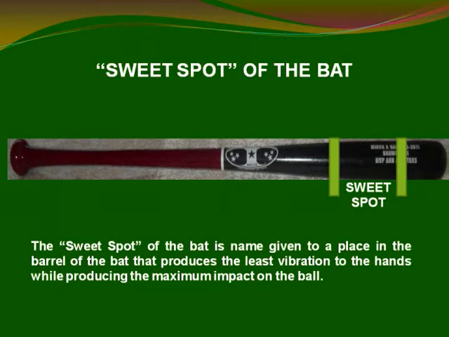The sweet spot of the bat is the name given to a place in the barrel of the bat that produces the least vibration to the hands while producing the maximum impact on the ball.